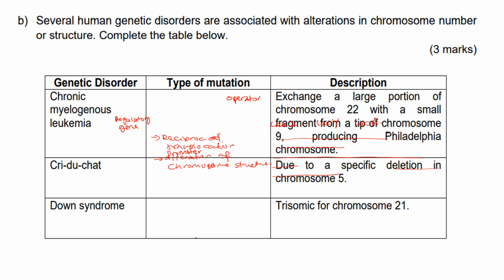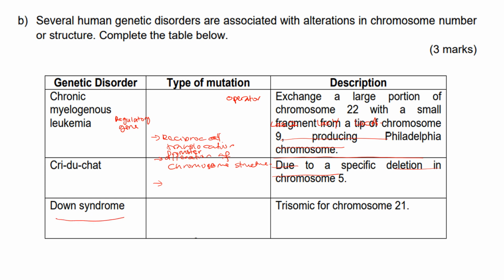For the next question, which is cri du chat, the description of this disease is that it is due to the specific deletion in chromosome 5. So therefore, this involves deletion. When a segment of a chromosome is deleted, this means that it involves the alteration of chromosome structure as well. So cri du chat is a deletion that alters the chromosome structure.